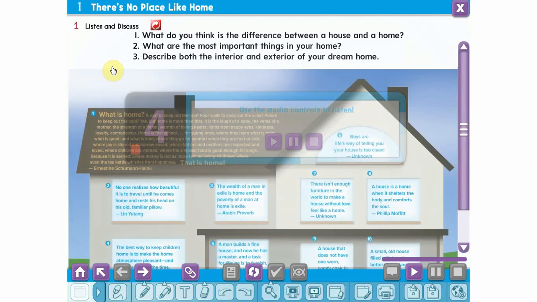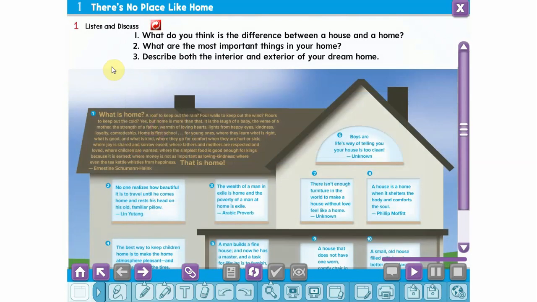Listen and discuss. Number 1. What do you think is the difference between a house and a home? I will try to explain the difference between the word house and home. The two words have the same meaning in Arabic, which is manzil. But what is the difference between a house and a home?